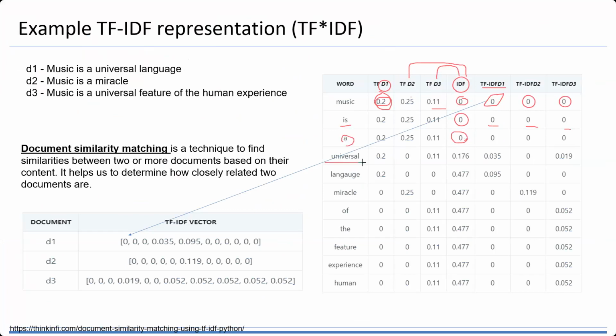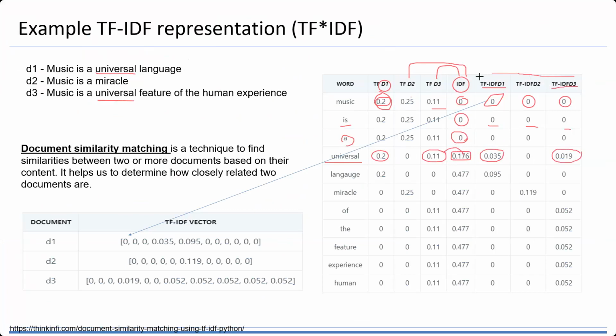But what about universal? Universal appears in document 1 and in document 3. So the TF of document 1 is 0.2 multiplied by 0.176. So this is the result. And what about the TF in document 3? 0.11 multiplied by 0.176, and this is the result.